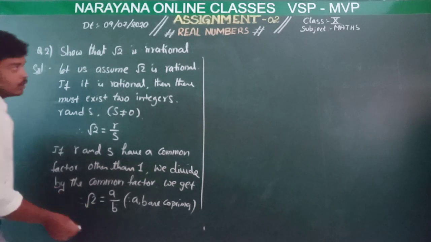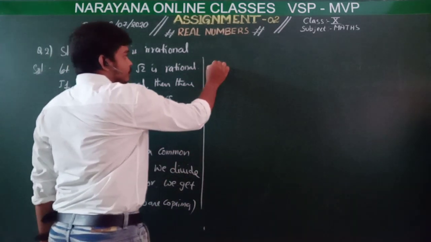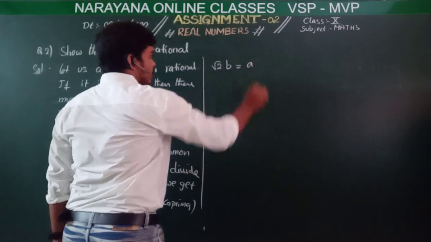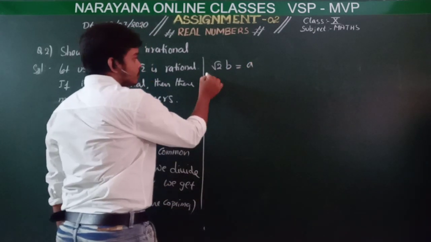So sending b to this side, root 2 into b equals a. Squaring on both sides.